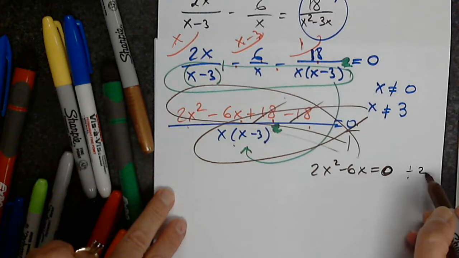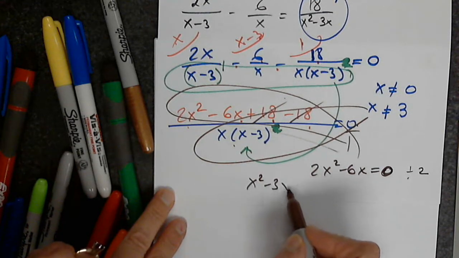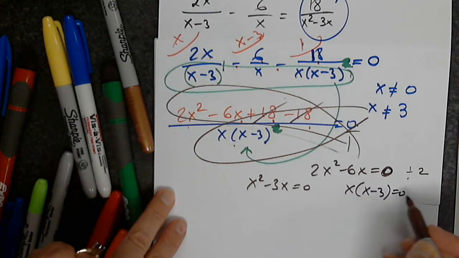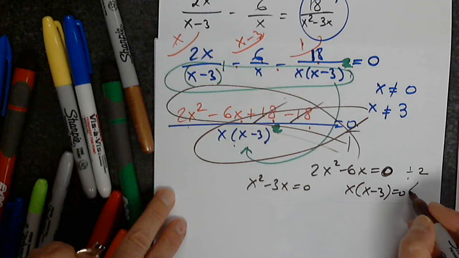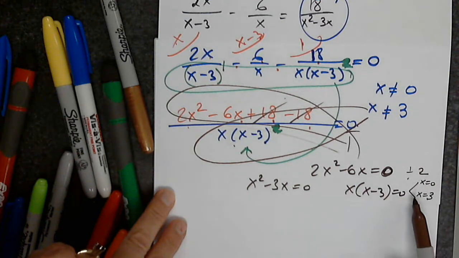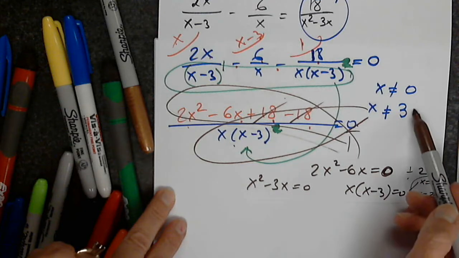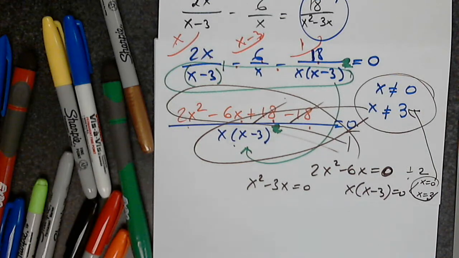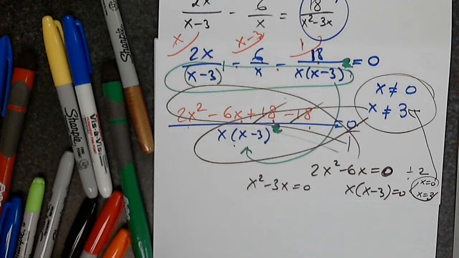So then I will divide both sides by 2, and I get x squared minus 3x equals 0, and I factor out an x. And that's how, from the zero product principle, I get x equals 0 and x equals 3. And it happens that the exact same thing I had to exclude because the fractions would not exist. So no solutions.